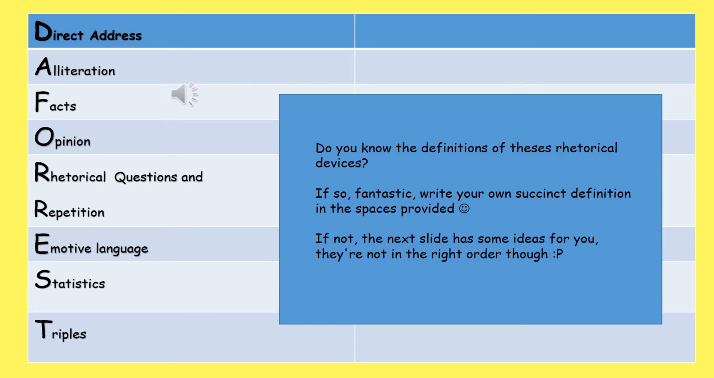So we are going to use the idea of DAFOREST to help us revise persuasive features that are used within speeches. So as you can see here, the D stands for direct address, the A, alliteration, F, facts, O, opinion or opinions, R is rhetorical question, or it could be repetition as well, because both of those features are heavily used. E is emotive language, S stands for statistics, and T stands for triples or triplets.